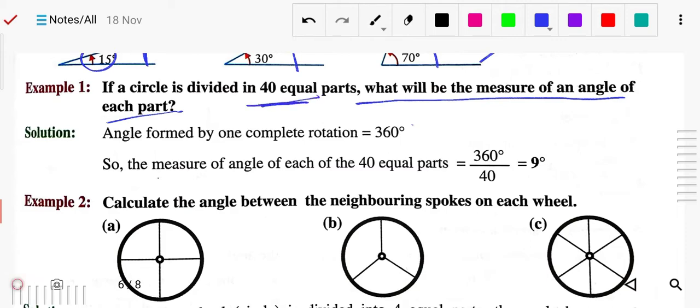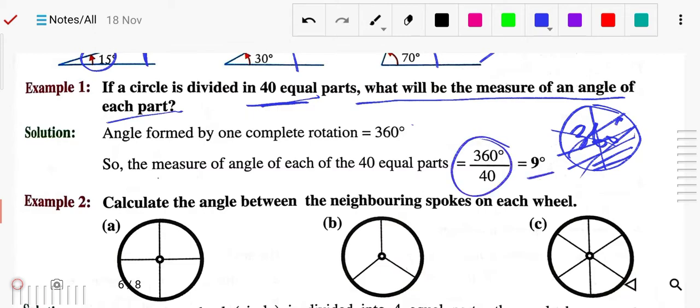We know that a full rotation is 360 degrees, and it is divided into how many parts? Total 40 parts. So you divide by 40, and you will get 9 degrees. It means the angle between each gap will be 9 degrees.